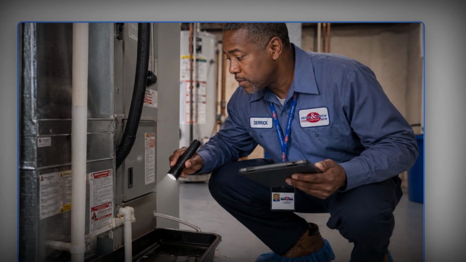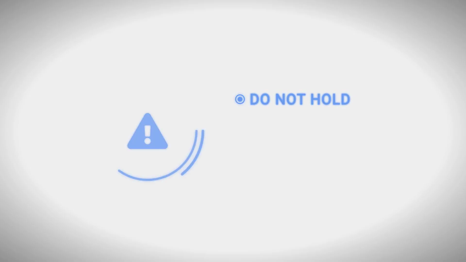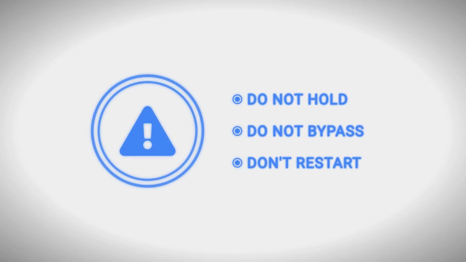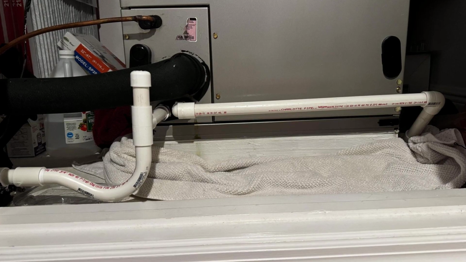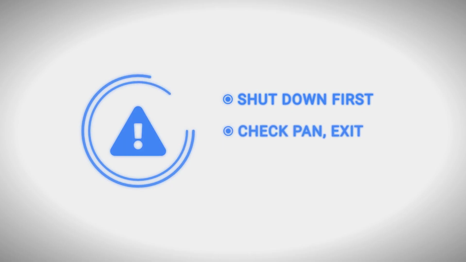Visible water around the air handler, a full auxiliary pan, or a raised float switch gives you a reason to check drainage first. Do not hold the float down, bypass it, or repeatedly restart the system to force cooling. That removes the protection while leaving the drainage problem in place. Shut the equipment down as directed by the manufacturer. Look for the documented drain exit and signs of backup that can be observed safely, and escalate when the obstruction is not accessible under the owner instructions.